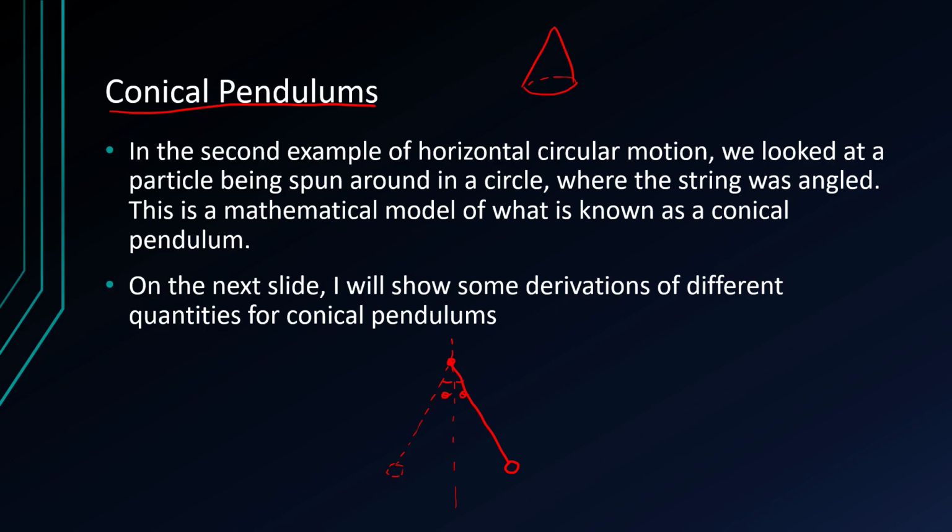In a conical pendulum, the particle actually rotates around the bottom. So the string is slightly angled, and the particle moves around in this direction. We've somewhat covered a conical pendulum before in example 2. However, conical pendulums are usually suspended. So we're going to go through a couple of key relationships between a conical pendulum and certain physical quantities.